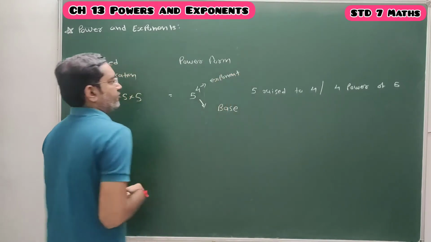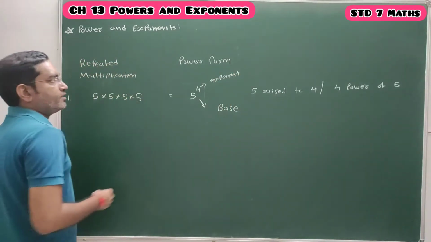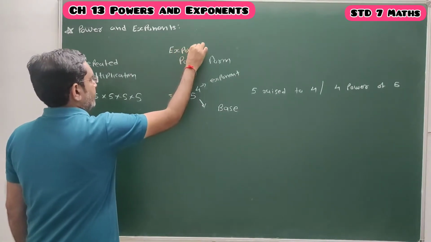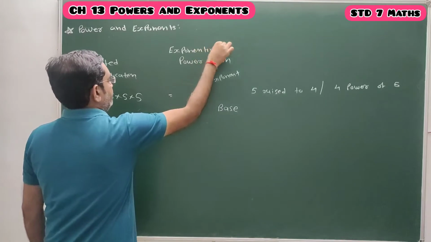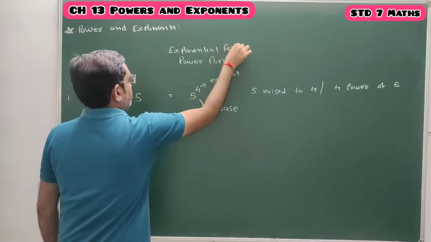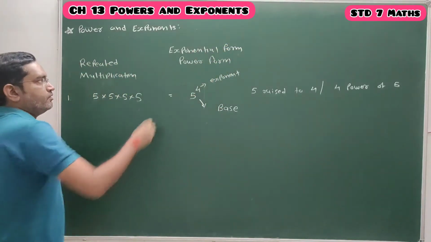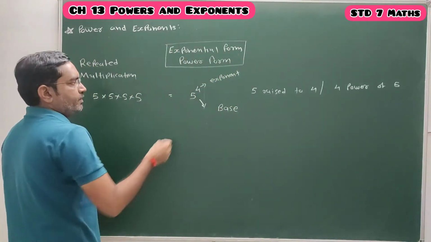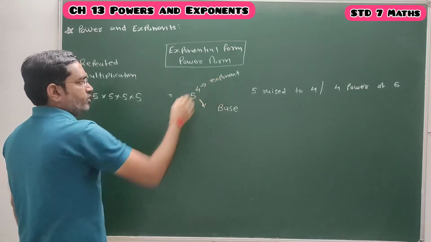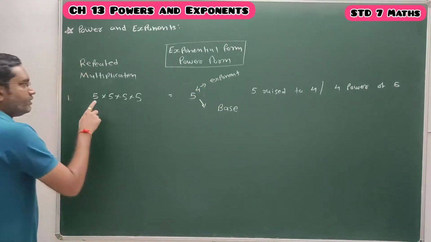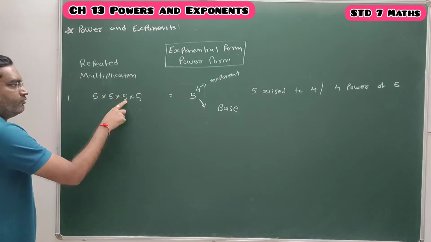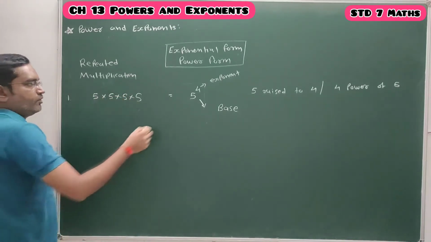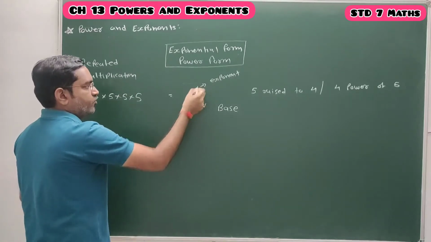This power form is also known as exponential form. So exponential form or power form, same meaning. In exponential form, the number will be in the form of base raised to some power. So this is repeated multiplication, 5 into 5 into 5 into 5, multiplication of 5 with 5, 4 times. So it can be written as 5 raised to 4.